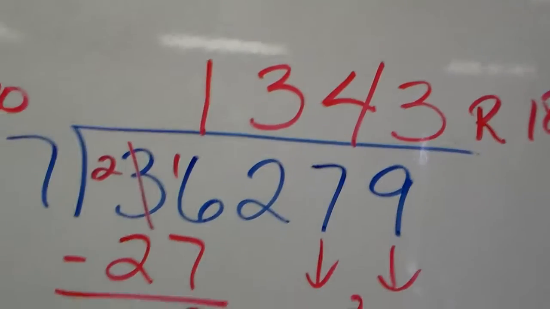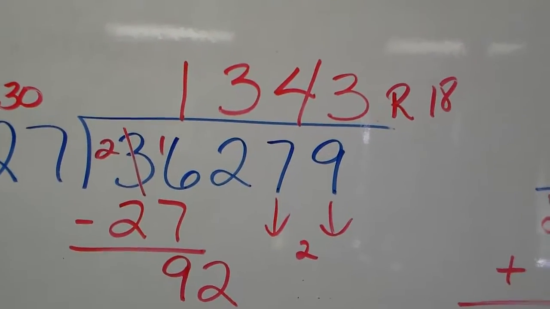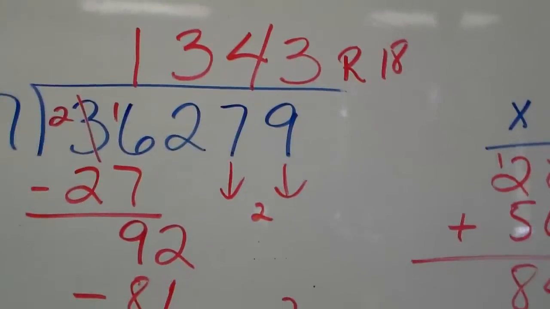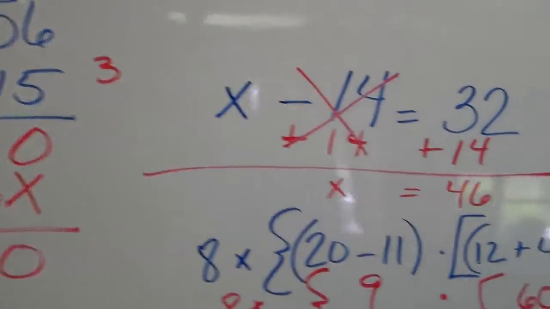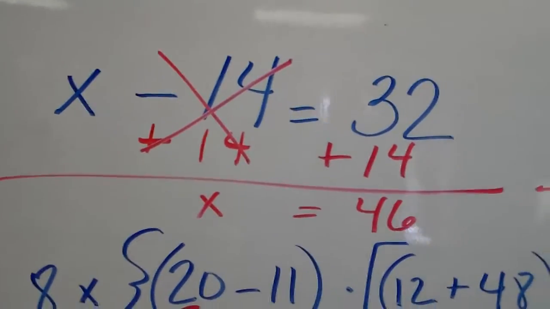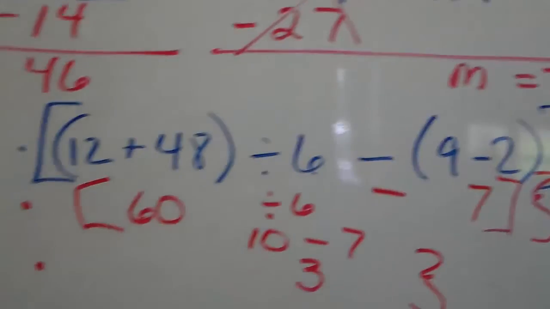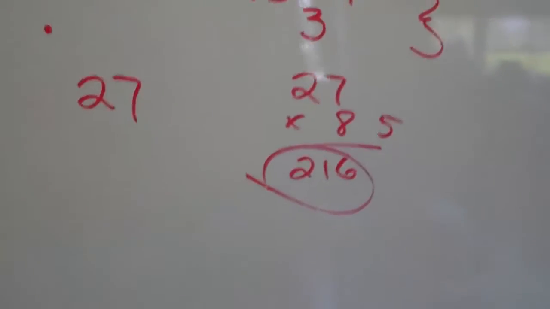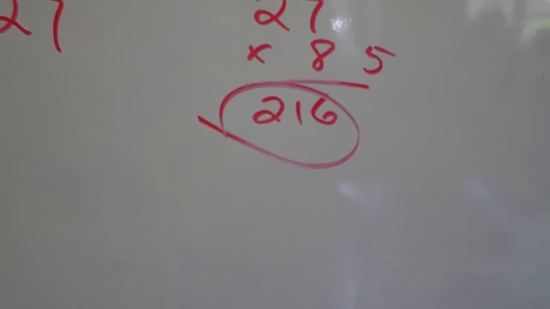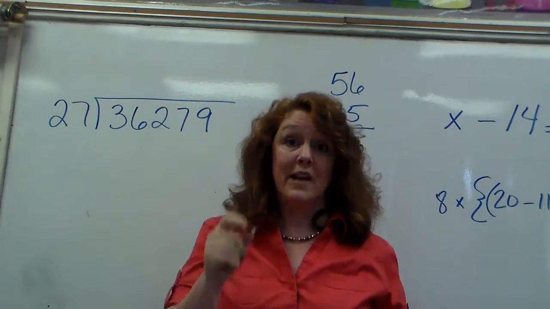So to review answers, 27 divided into 36,279 is 1343, remainder 18. 56 times 15 is 840. X equals 46. M equals negative 12, and our big answer here is 216. Next, we're going to go through how all of these happened. Okay, now to solve them.